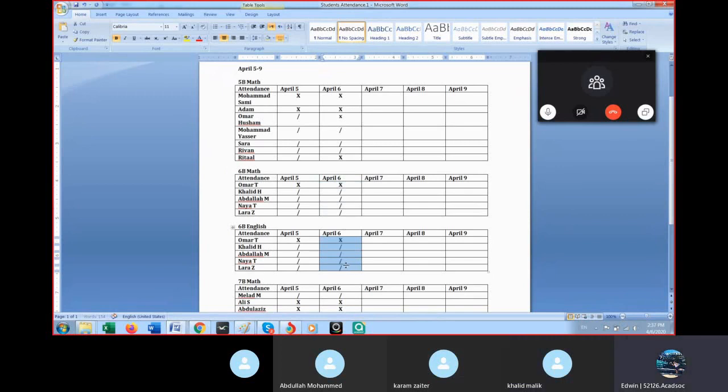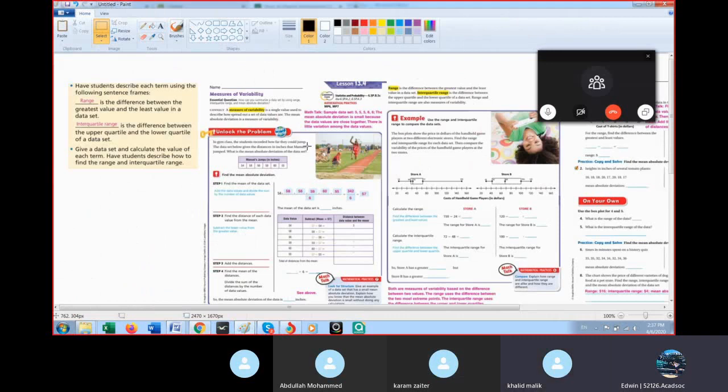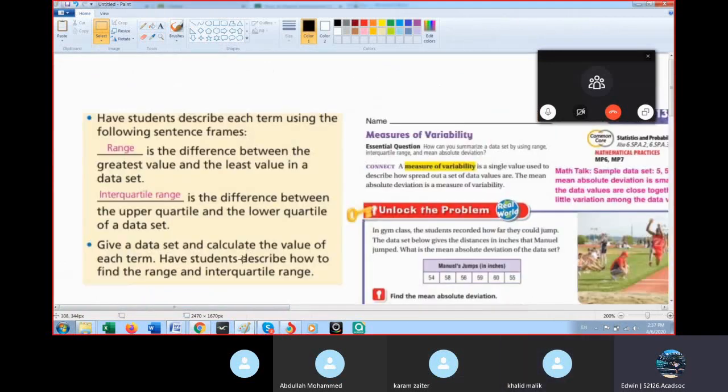Our lesson for today is all about, I would like to take this lesson first, range and interquartile range. Can you read what is range, Khaled?